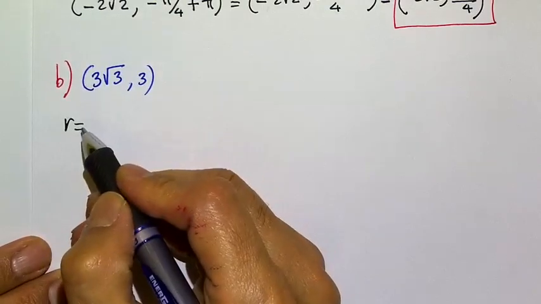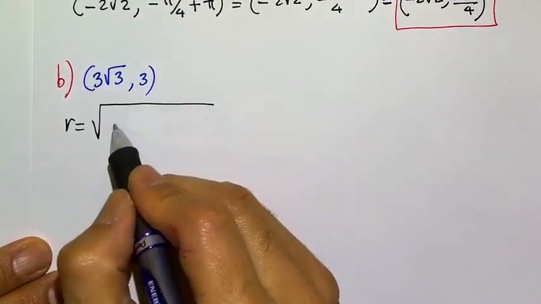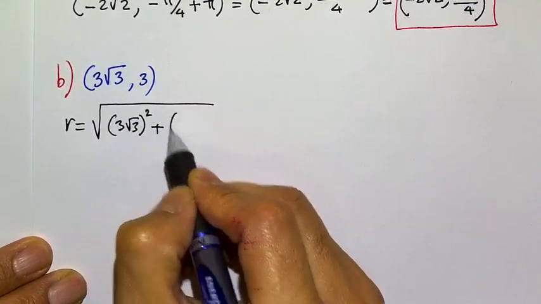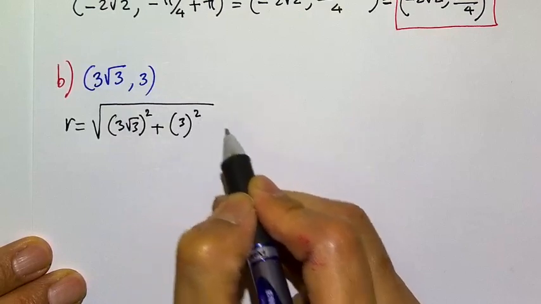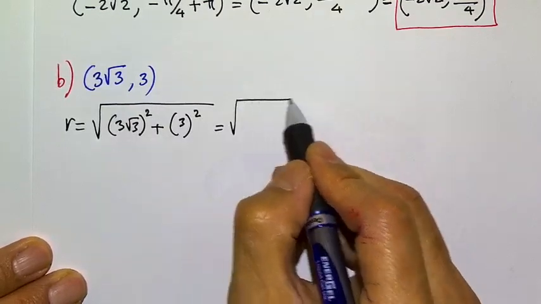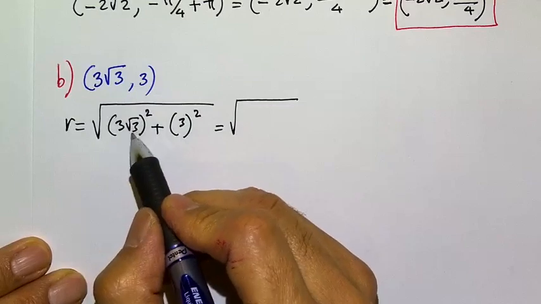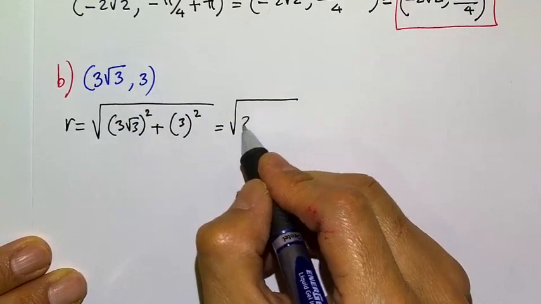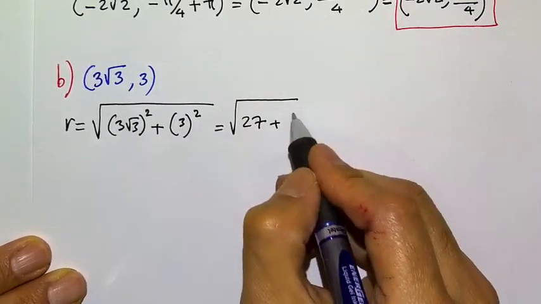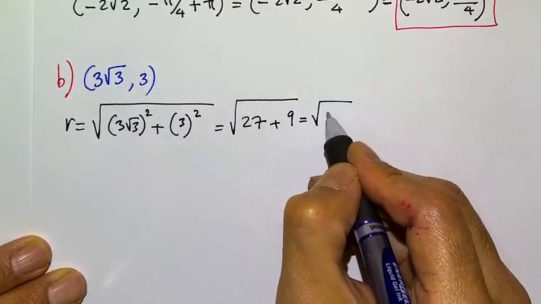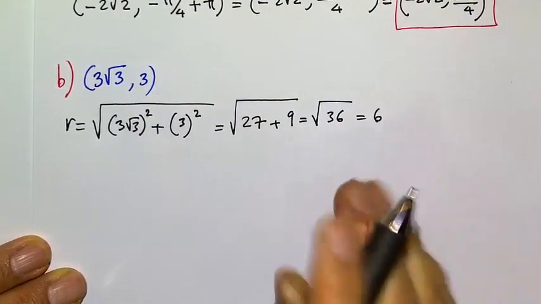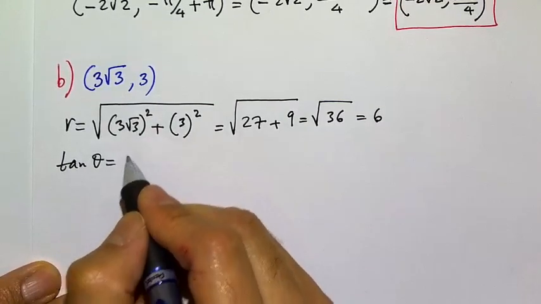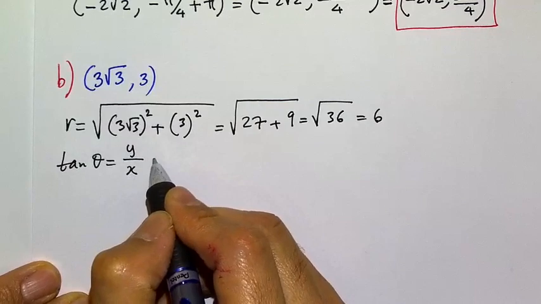So I'm just going to find r again first. So square root of x squared plus y squared. So what do we get? We get square root of 3 squared is 9, 3 times 9 is 27, plus 9. We get square root of 36, which is 6. Okay. Then we know that tangent of theta is equal to y over x.